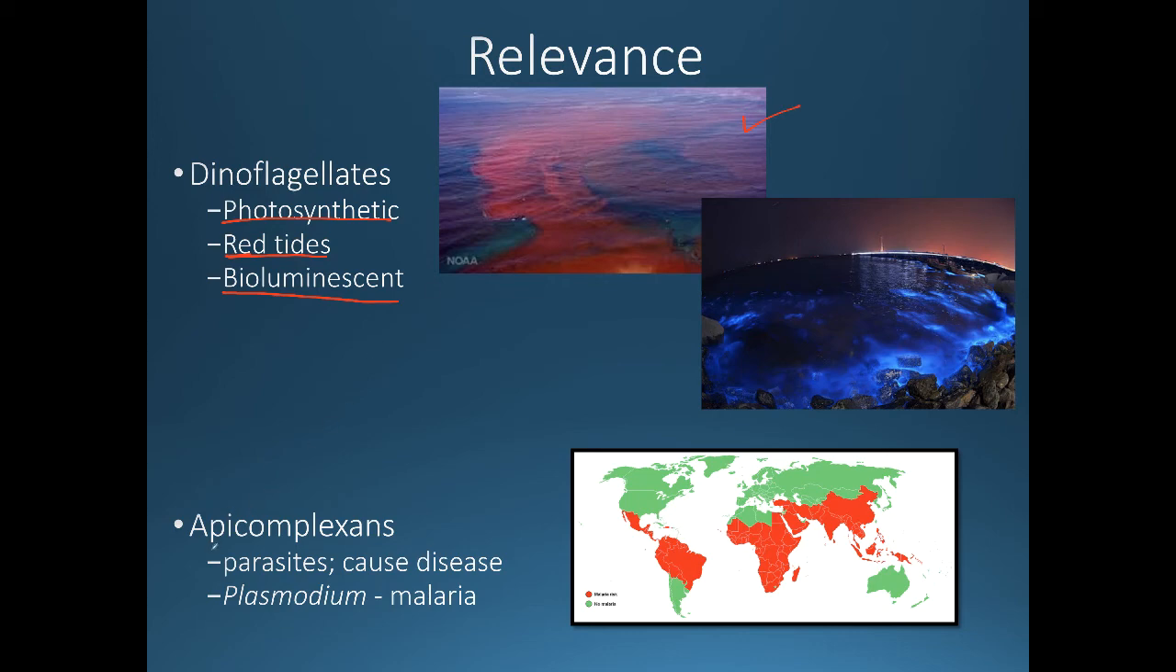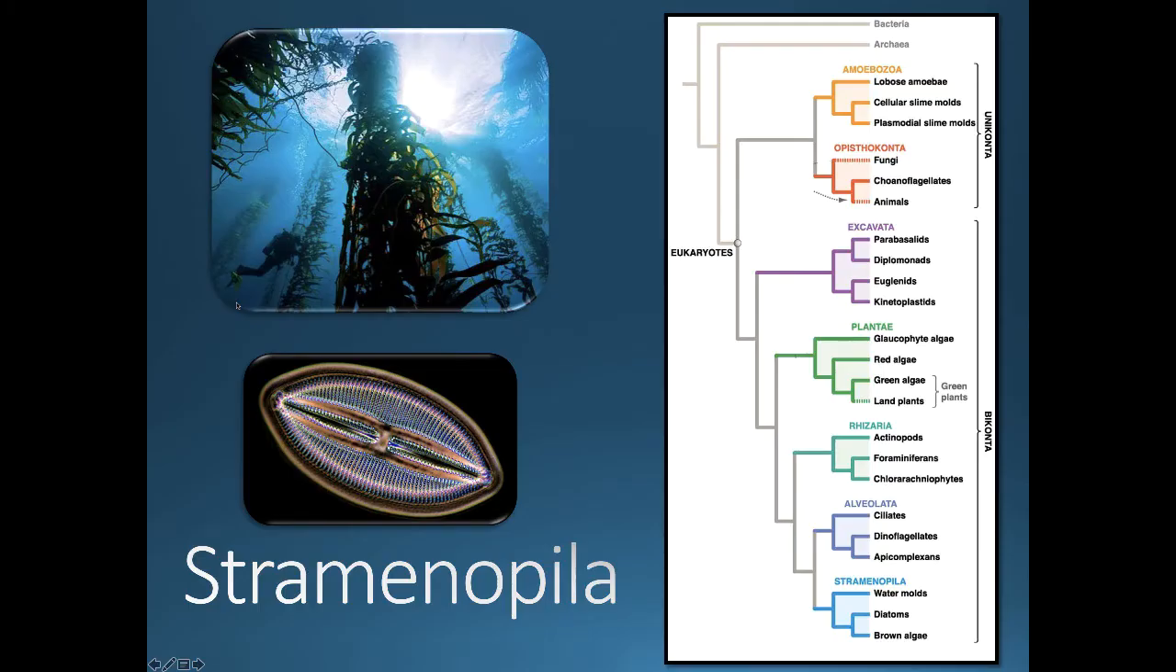Another thing I'd like to mention are the apicomplexans. As I said earlier, all of the apicomplexans are linked to diseases. One of the most deadly are the Plasmodium, which cause malaria, and they cause malaria in very specific regions, particularly in tropical regions. All right, now let's move on to the Stramenopila, shown here.